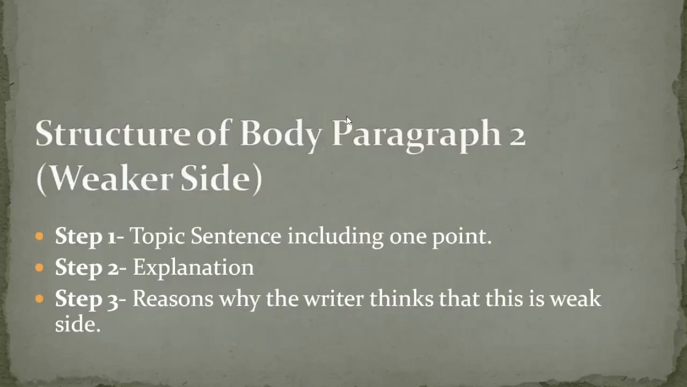Okay, body paragraph 2, this is the weak side. Topic sentence including 1 point. You're not going to mention 2 points like the previous paragraph. It is going to be 1 point only. Explanation, and then this item is important: the reason why you disagree with this point, why you think it's a weak point.